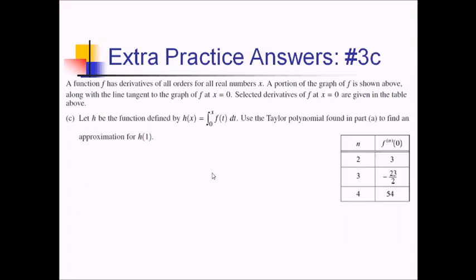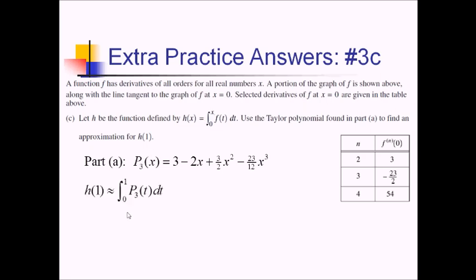On this next part of the problem, they're defining h as the integral from 0 to x of f of t dt. They want us to use our polynomial that we made in part A, which was this expression here, to find an approximation for h of 1. Well, h of 1 is approximately going to be equal to the integral from 0 to 1 of our p sub 3 of t dt. So let me go ahead and actually take the antiderivative and plug in 0 and 1.